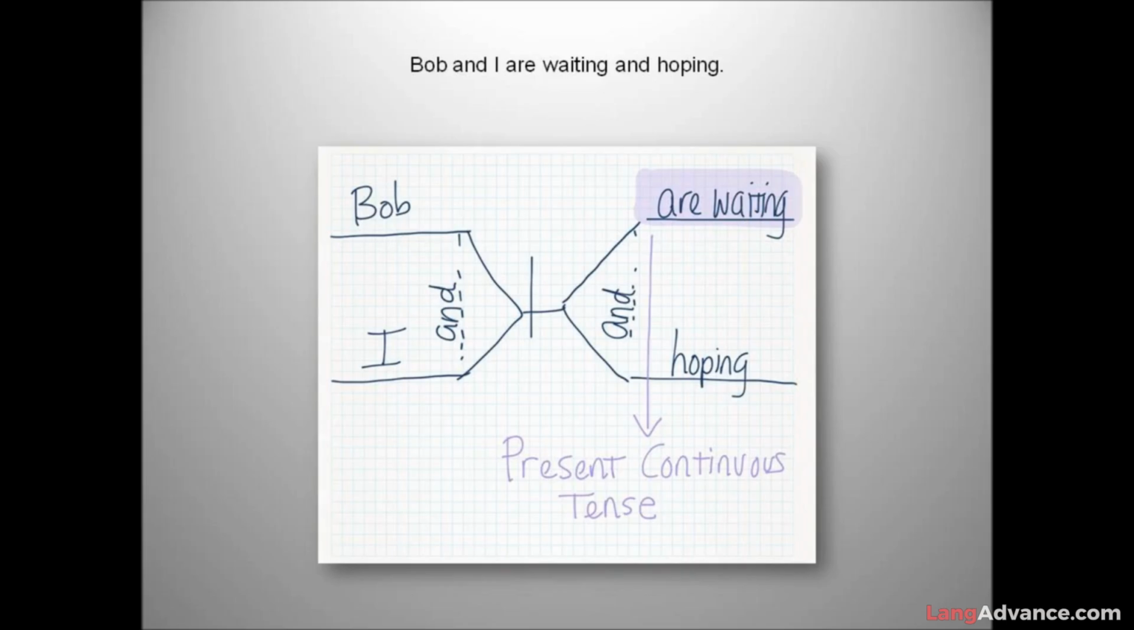Bob and I are waiting and hoping. Bob and I is the compound subject. Are waiting and hoping is the compound verb. Are waiting is the present continuous tense, so it does have more than one word.